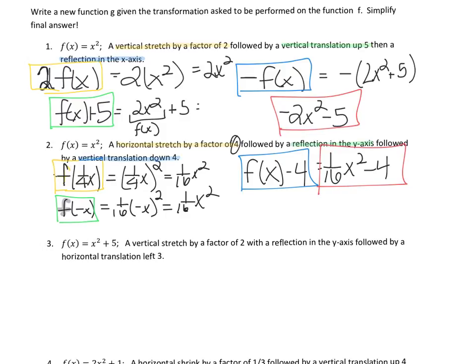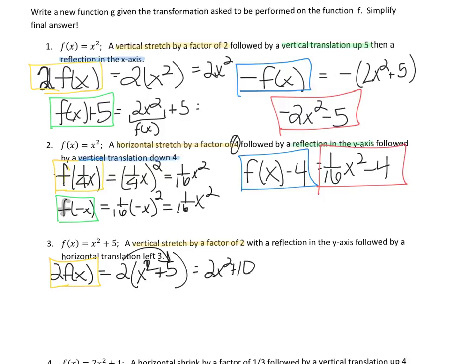Now in number 3, my f of x is now x squared plus 5. The first thing I'm going to do is a vertical stretch by a factor of 2. So that's 2 f of x, just like in problem number 1. But that looks a little bit different because I have more than just an x squared, so it's 2 times x squared plus 5, which is 2x squared plus 10. Don't forget to distribute the 2 to the 5. That's the most common mistake when you're doing a vertical shrink or stretch.